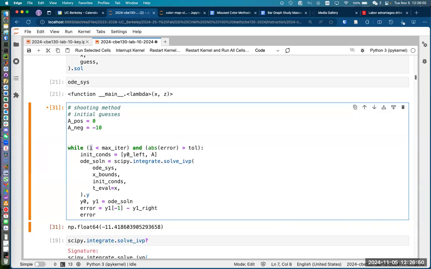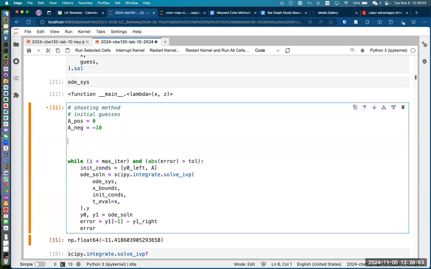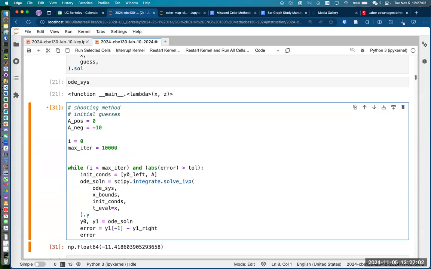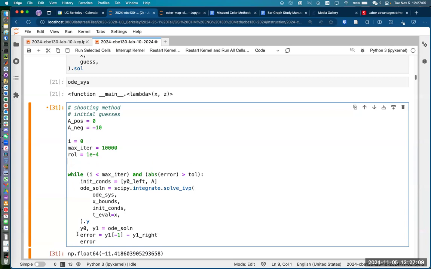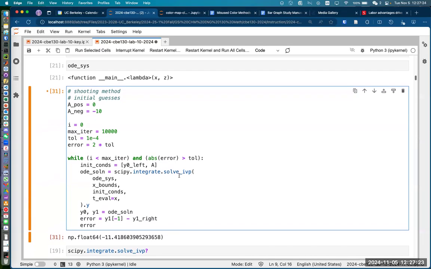And so I will need to define the iteration counter. So I can define the initial iteration counter as 0. I'll set the maximum iteration as, say, 10,000 or 1,000, doesn't matter. And the numerical tolerance as 10 to the minus 4th. And the error here, we will have the error calculated inside, but we need to initialize the error such that it's greater than the tolerance. So I'll just make it 2 times the tolerance so that it has been initialized.